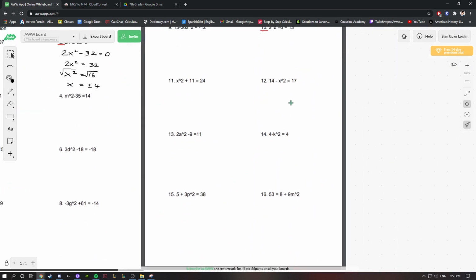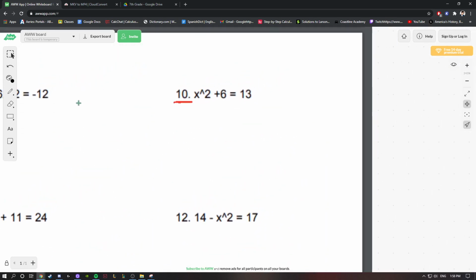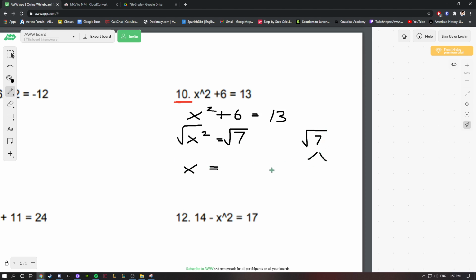And moving on to our last question, we have x squared plus 6 is equal to 13. We want to subtract 6 from both sides. X squared is equal to 13 minus 6, which is 7. And we want to square root both sides, so we'll get x is equal to the square root of 7. Now what's the square root of 7? 7 is a prime number, so we can't find the factors of it, so there are no other steps because we cannot simplify the square root of 7, so we just throw in our plus or minus radical 7, and that's our answer.